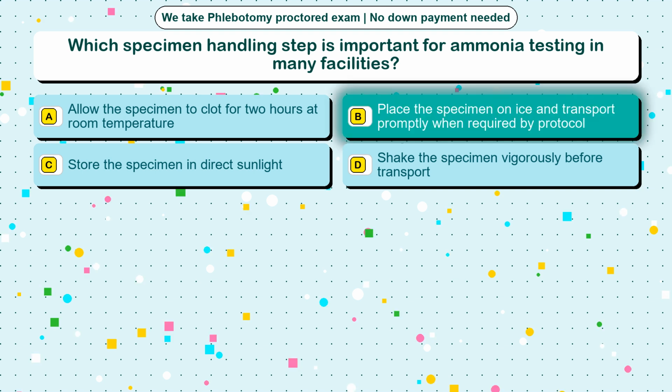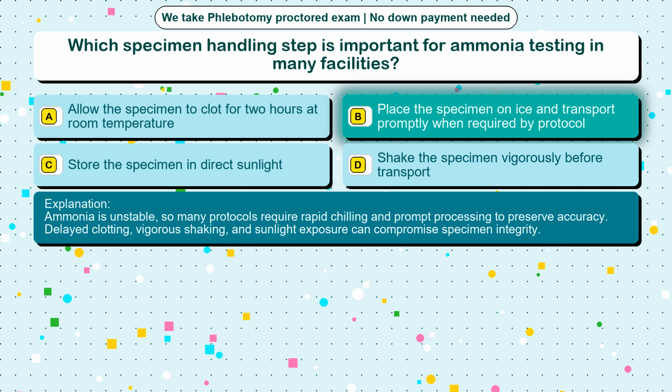The correct answer is option B, place the specimen on ice and transport promptly when required by protocol. Ammonia is unstable, so many protocols require rapid chilling and prompt processing to preserve accuracy. Delayed clotting, vigorous shaking, and sunlight exposure can compromise specimen integrity.